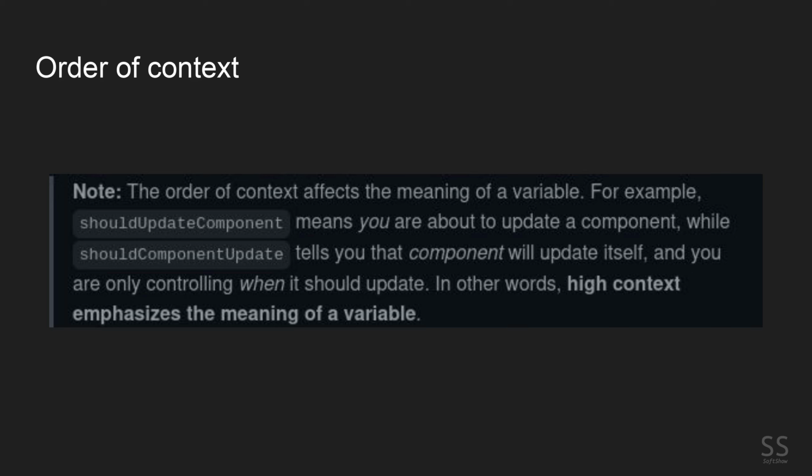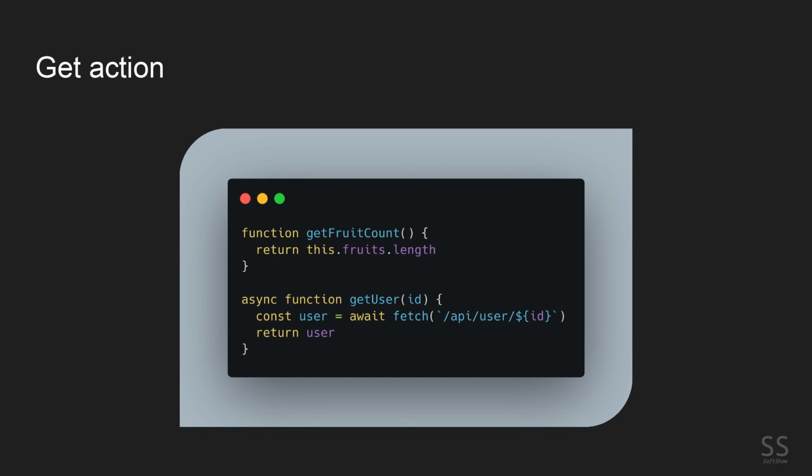For example, notice how the order of context affects meaning. Should update component suggests an action about to happen, whereas should component update implies something will update itself, and you decide when.